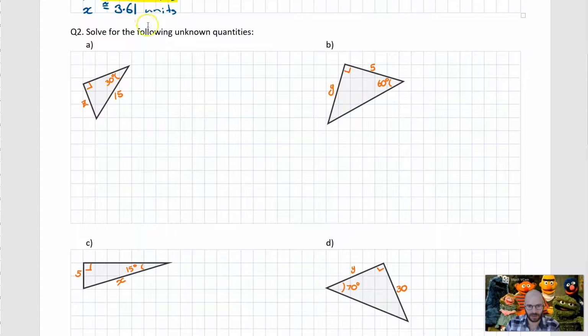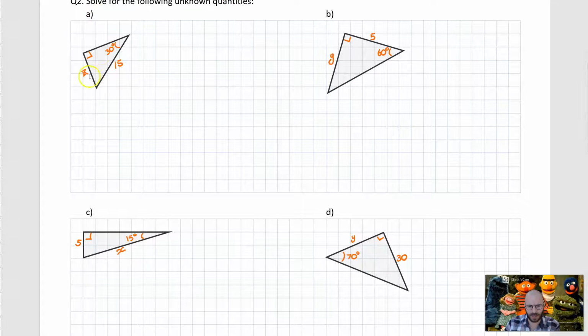Now, question 2, we have solve for the following unknown quantities. In part A, we've got a right-angled triangle, and we're given a side length, an angle, and there's an unknown side length. What we need to do is solve for this unknown side length over here. To do this, we first label all of the sides of our triangle relative to our angle of interest, theta. So theta there. Doing that, the z is opposite the angle theta, so we're going to call that the opposite.